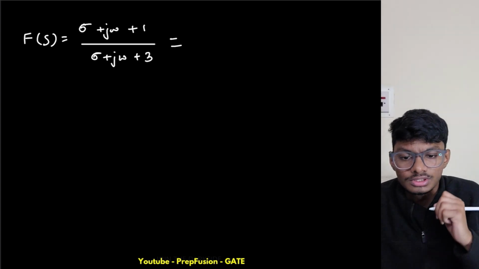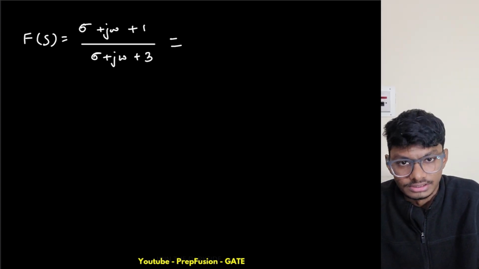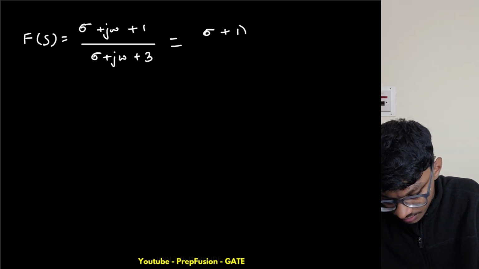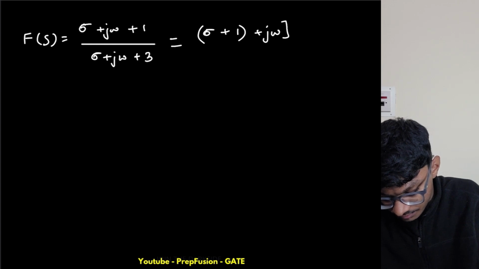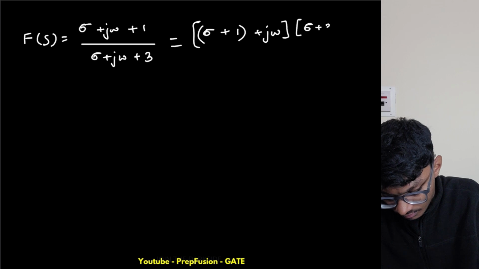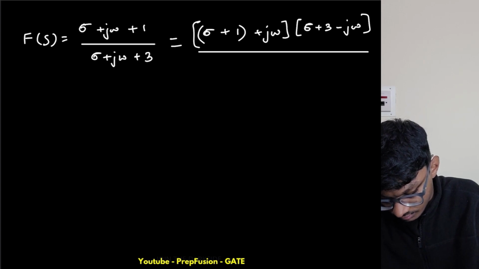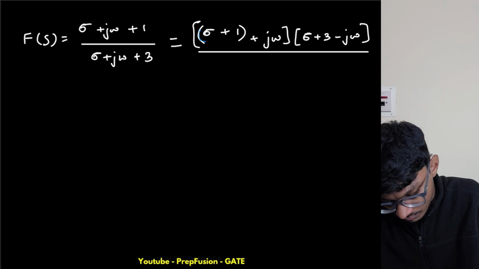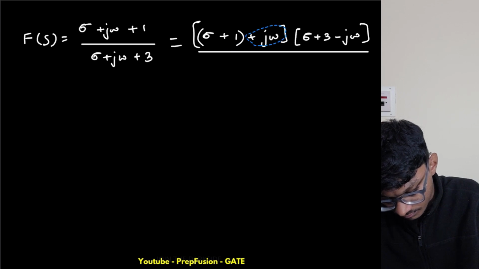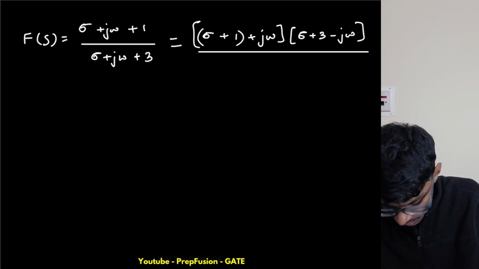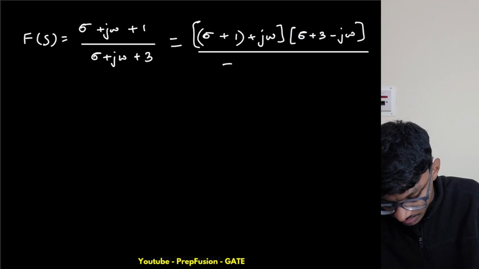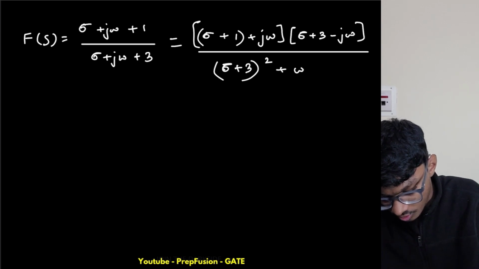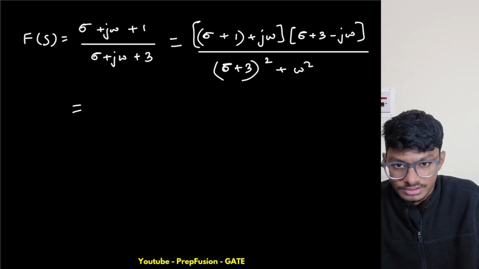So what I can do, I can simply use rationalization to separate this real and imaginary parts. So this is sigma plus 1 plus j omega, and after rationalization, what will this become? This will be sigma plus 3 whole square plus omega square basically. Now you can simply separate the real and imaginary parts.